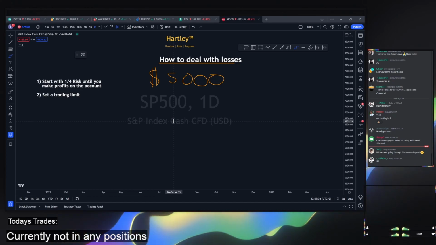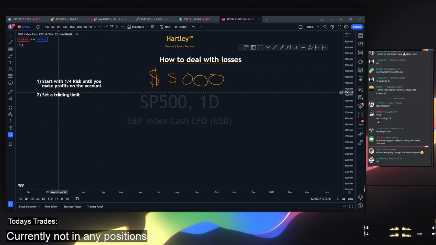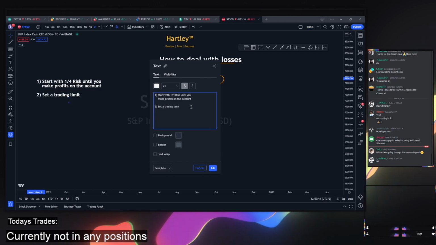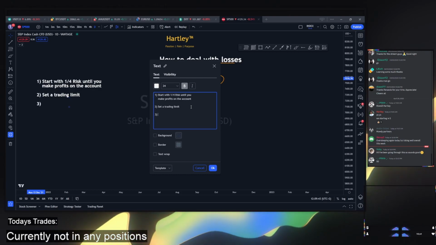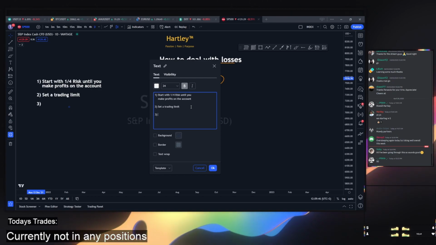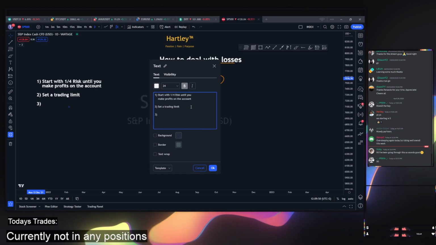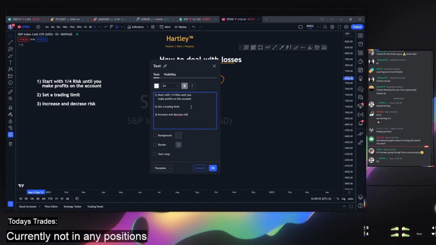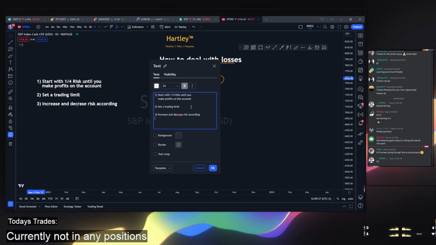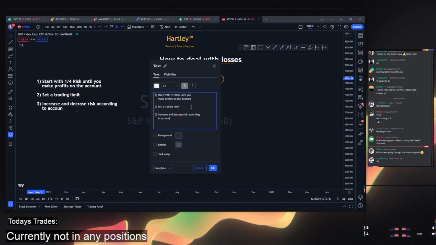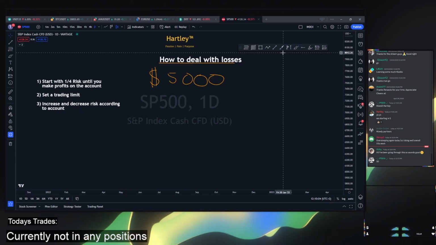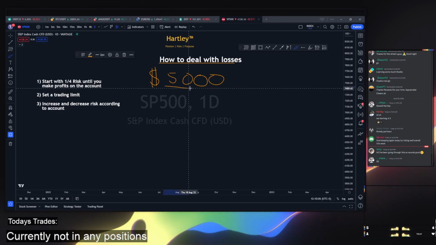So that's number 2, right? Set a trading limit. Number 3, we move on to something a bit different. But number 3, let me just make sure I word this right: increase and decrease risk according to account. Increase or decrease risk according to account, right? So what does that mean?